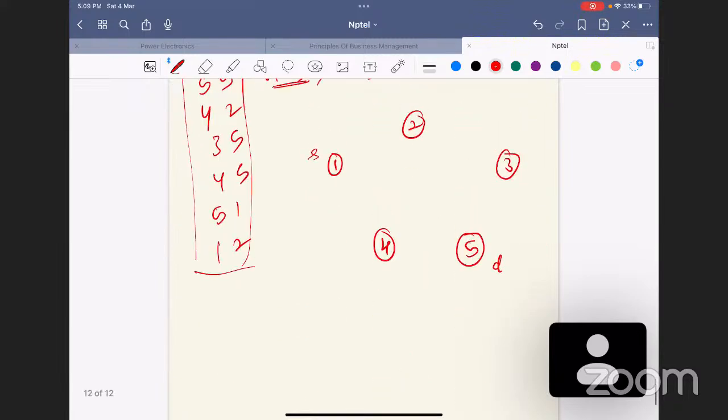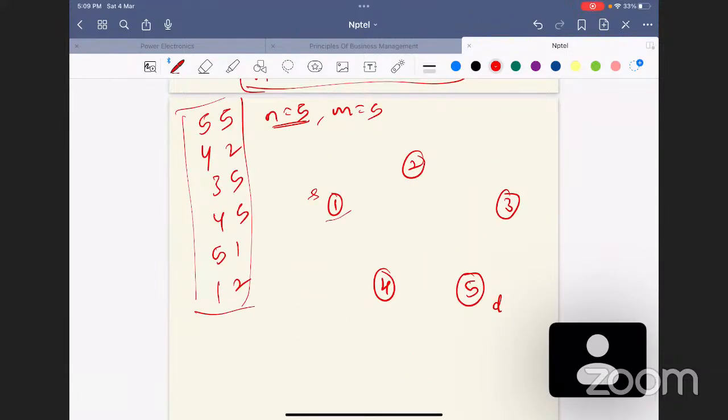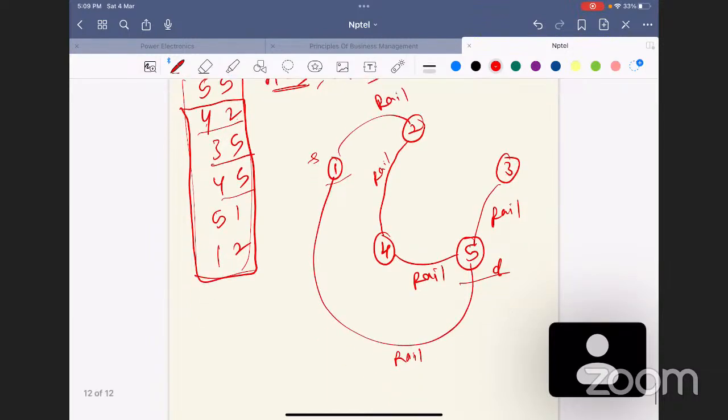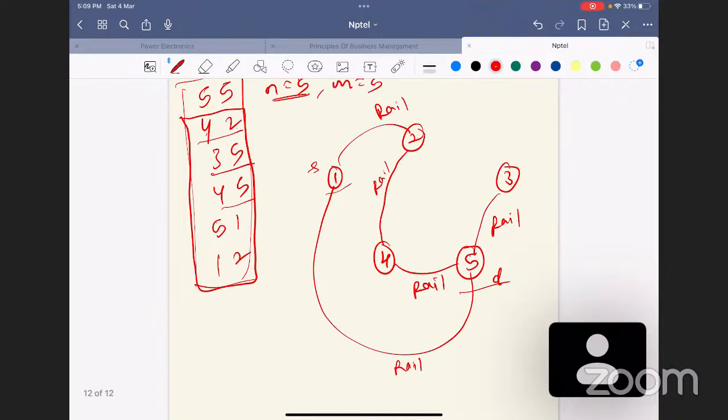Yeah. So this is the starting point, and this is the destination point. Now these are the edges. These are the railway edges. So 4 and 2, that means we have a railway between 4 and 2. We have a railway network between 3 and 5, between 4 and 5, between 5 and 1, between 1 and 2. So this is the railway network which has been given.